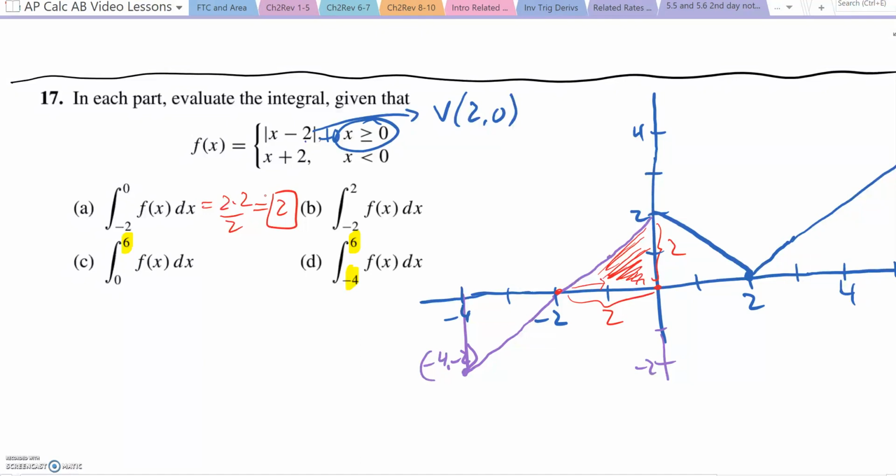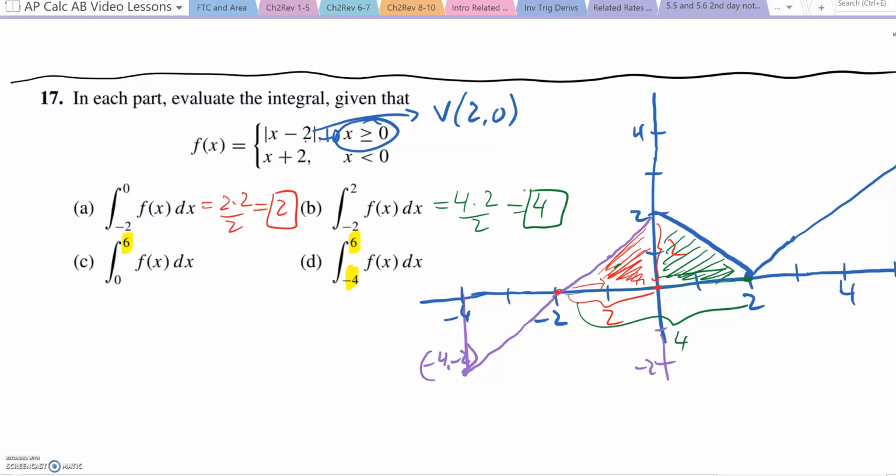Next up, part B. We're going to go from negative 2 to 2. So that means we need to go a little bit further than that. So keep going over to 2. So we want this section as well. So negative 2 all the way over to 2. And those triangles are congruent. So really you could just double what you had over there. Or you could say, hey, I've got this big base of 4 and a height of 2. So it would be base 4 times 2 divided by 2. Either way, you're going to get a 4. So pretty easy on that one.